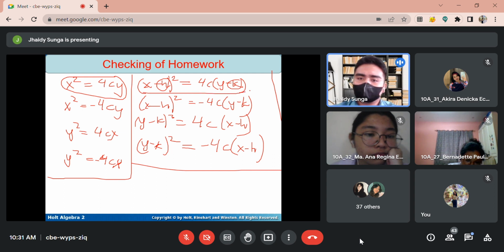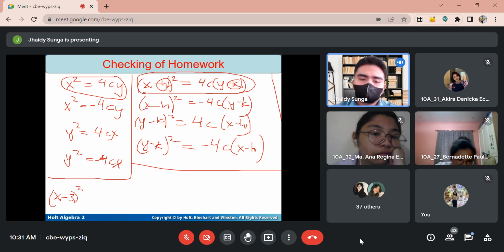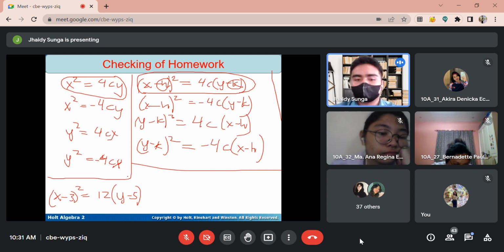Oh, let's just use this one as well. If you have the value of x minus 3 squared is equal to 12, y minus 5. Okay. So this could be represented as the standard form of your parabola.